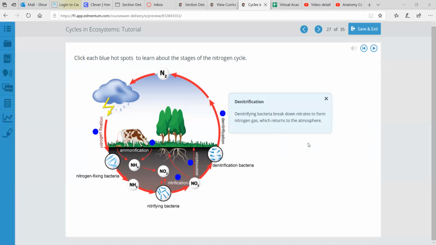And then we have denitrification. Denitrifying bacteria break down nitrates to form nitrogen gas, which returns to the atmosphere.